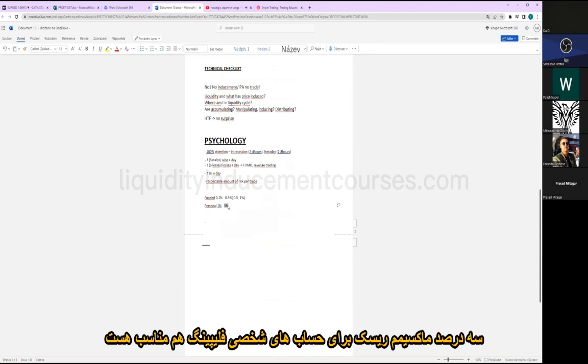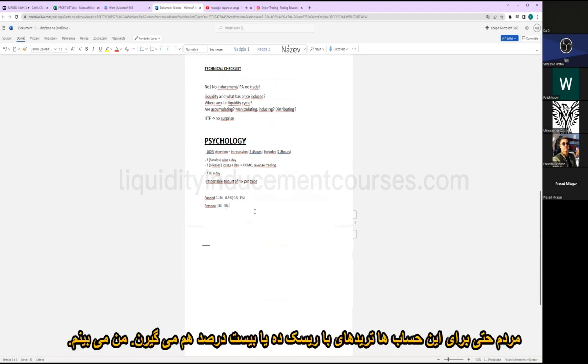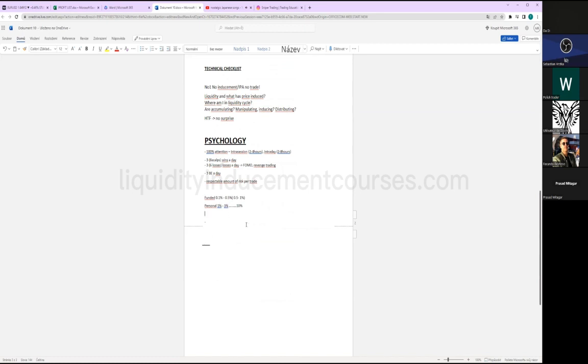And 3%, that's for people who wanna flip accounts. That's the most reasonable risk that I've seen so far for flipping accounts. But if you wanna really flip it and you know your win rate is high, people just risk 10% a trade or 20% a trade.